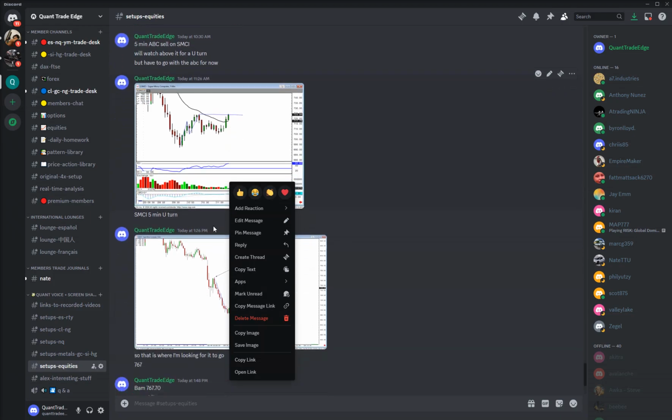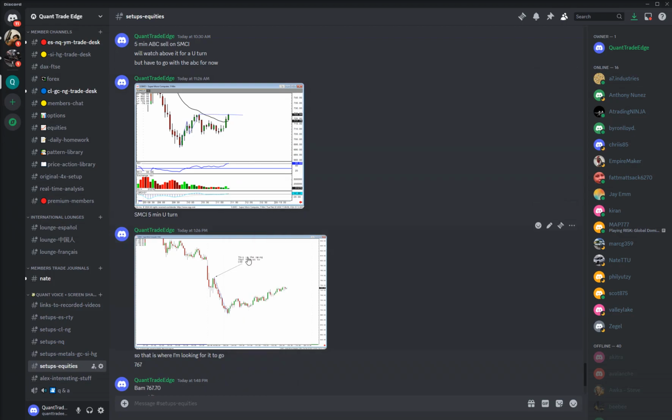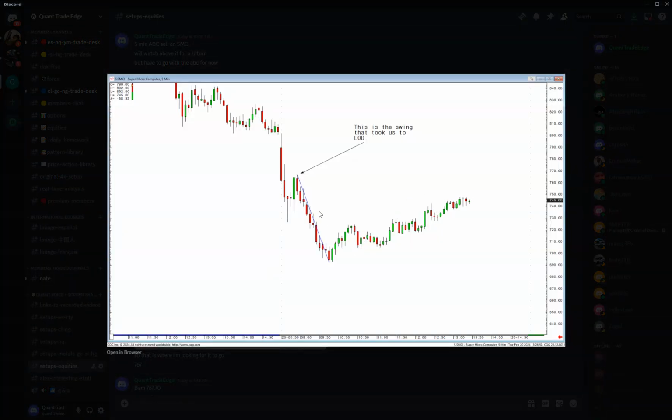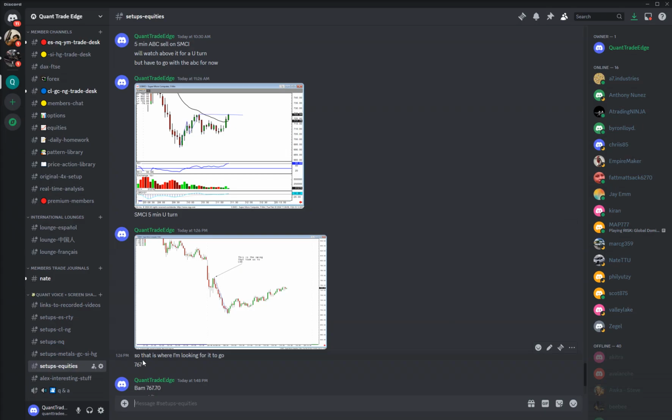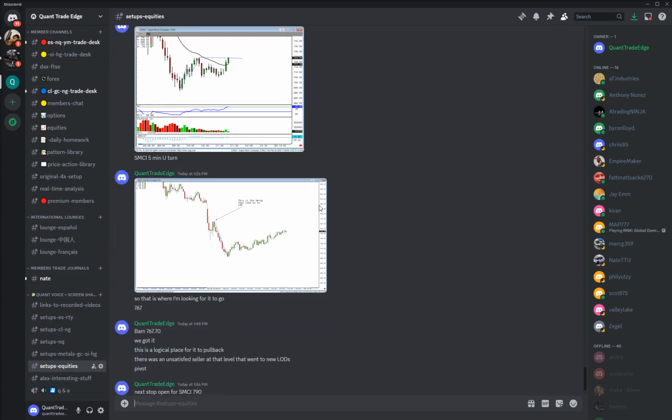And then here, that was at 11:26 a.m., right as the U-turn was happening. SMCI 5-minute U-turn. And then here, again, this is the swing that took us to the LOD, to show that that's our first target. So that's where I'm looking for it to go, 767.